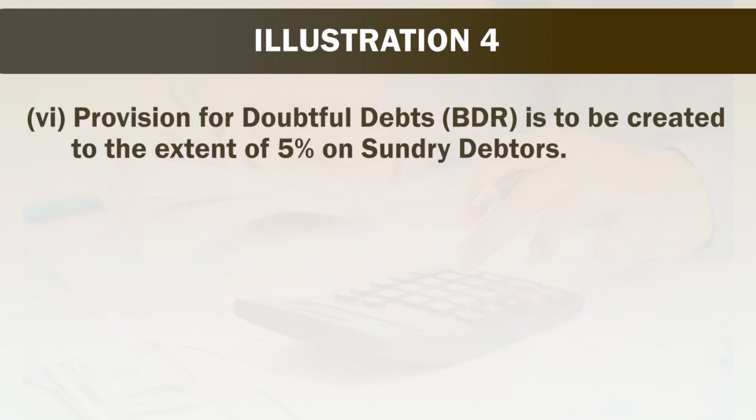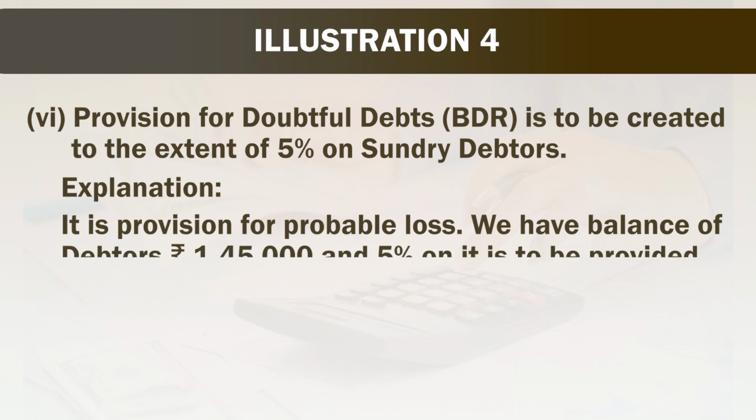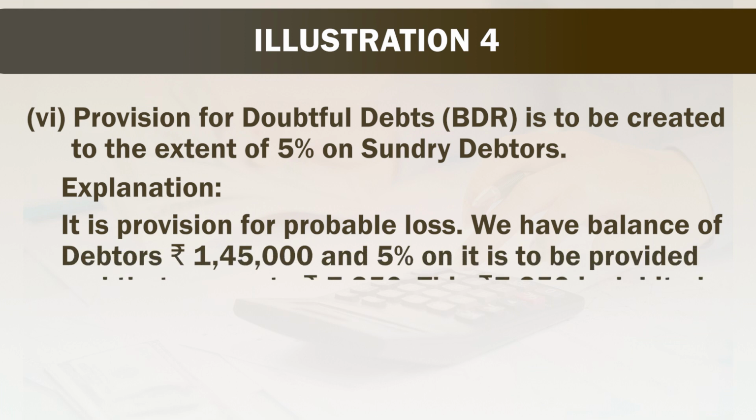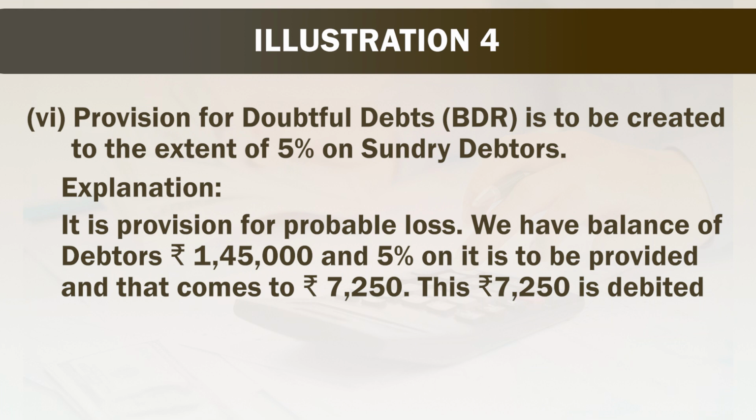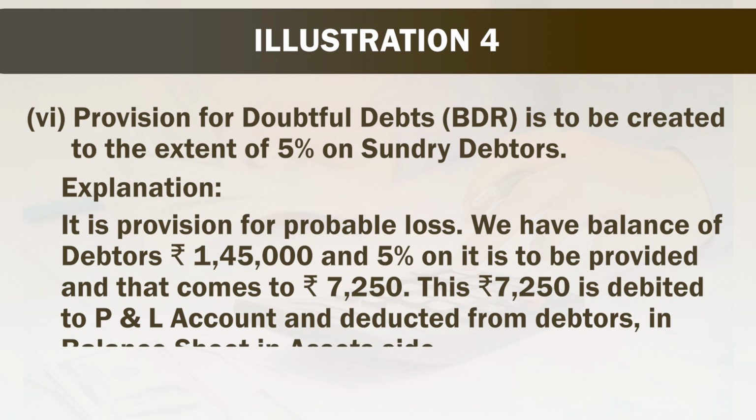Then friends, we have adjustment number 6 regarding provision for doubtful debts, that is BDR, to be created to the extent of 5% on sundry debtors. Friends, it is a provision for probable loss. We have a balance of debtors of rupees 1,45,000 and 5% on it is to be provided, and that comes to rupees 7,250. Thus, rupees 7,250 is debited to profit and loss account and deducted from debtors in the balance sheet on the asset side.